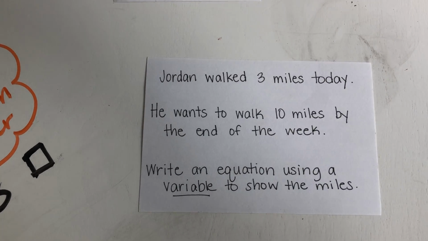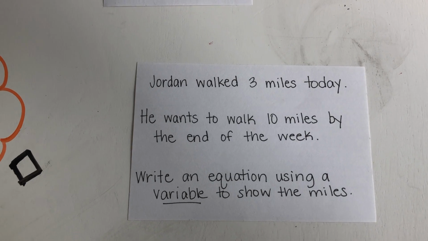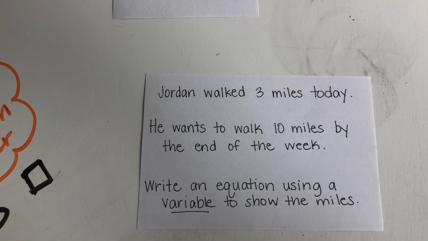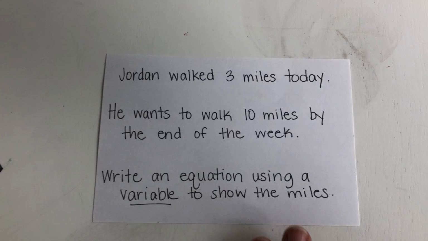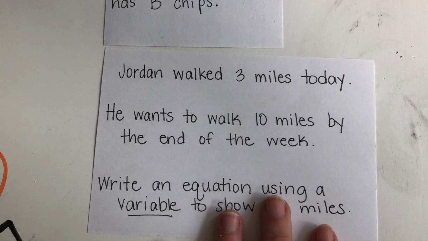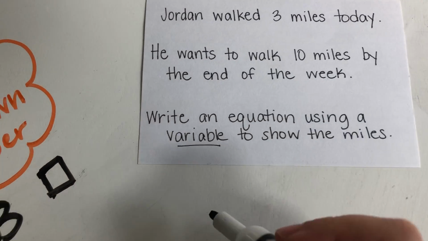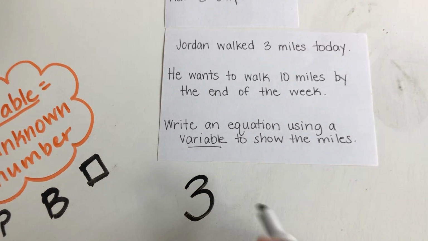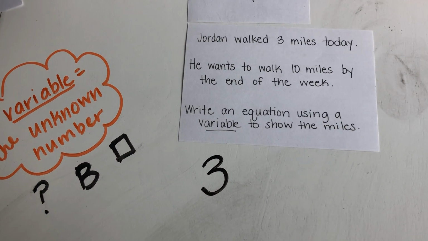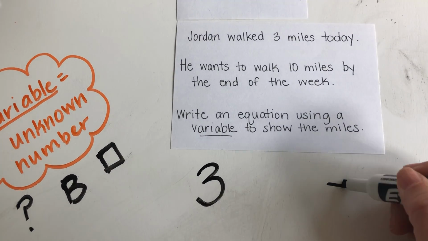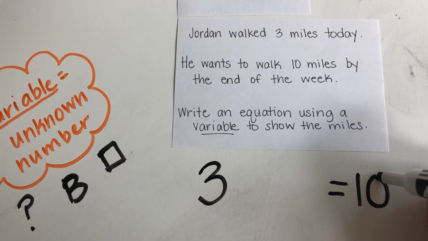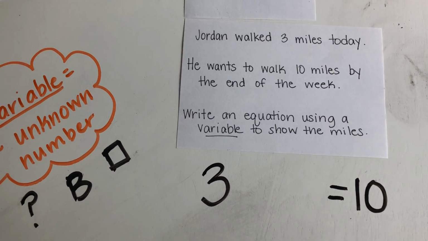Jordan walked 3 miles today. He wants to walk 10 miles by the end of the week. Write an equation using a variable to show the miles. Well, I know that Jordan walked 3 miles. He wants to walk 10 by the end of the week. That feels like by the end of my number sentence, I should be up to the number 10.